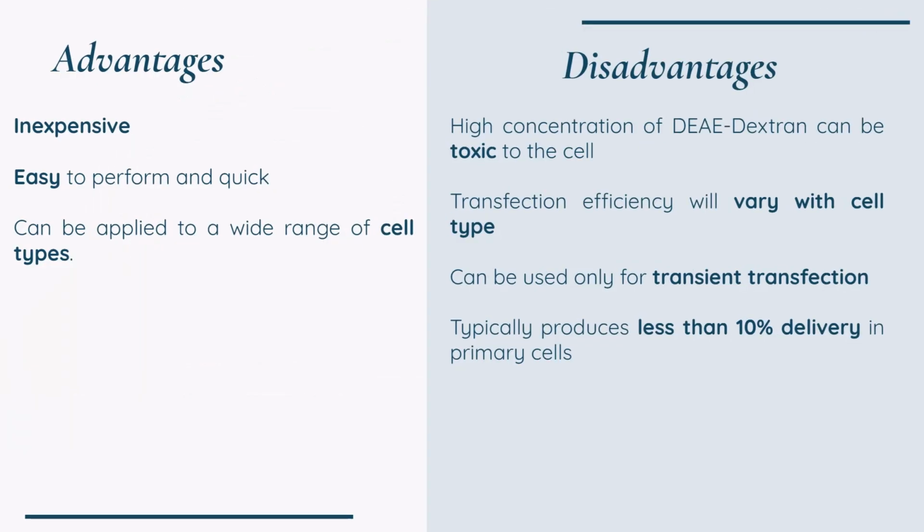Now the advantages of this method are that it is inexpensive, easy to perform and quick, and can be applied to a wide range of cell types. Disadvantages include that a high concentration of DEAE Dextran can be toxic to cells, transfection efficiency will vary with cell type, it can be used only for transient transfection, and it typically produces less than 10% delivery in primary cells.